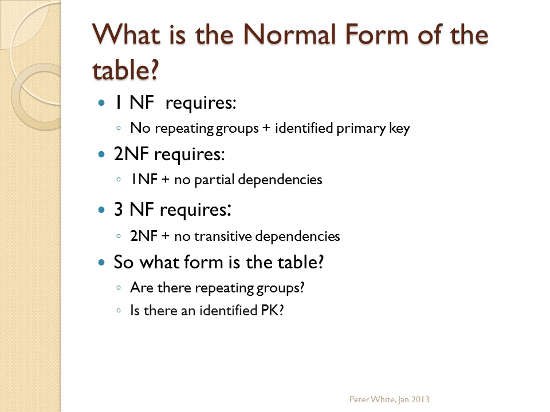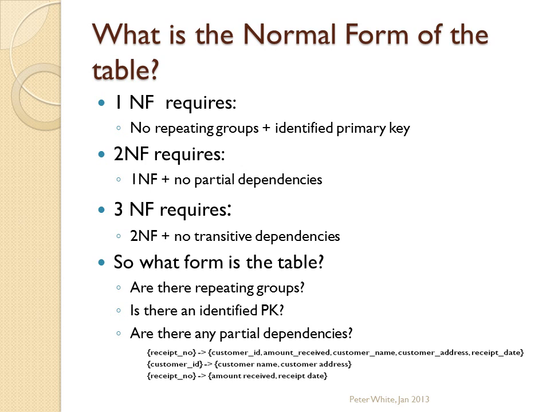There aren't any repeating groups. We have an identified primary key. We don't have any partial dependencies. There are our dependencies. We've worked that out. We have 3 dependencies: receipt number, giving us, determining customer ID, amount received, customer name, customer address, and receipt date. Customer ID determines customer name and customer address, and receipt number determines amount received and receipt date. So therefore, our table must be in second normal form.